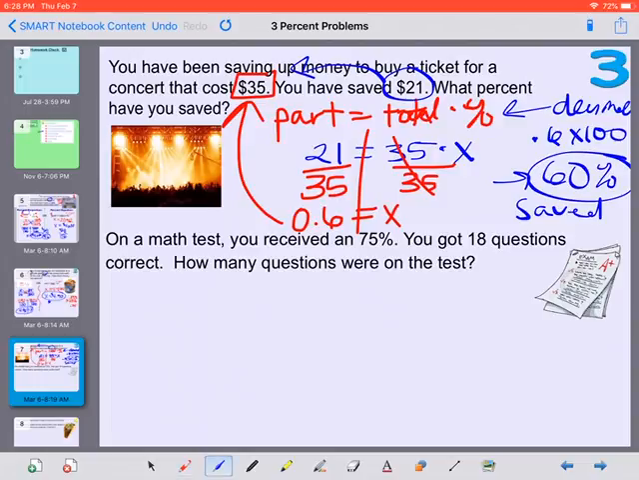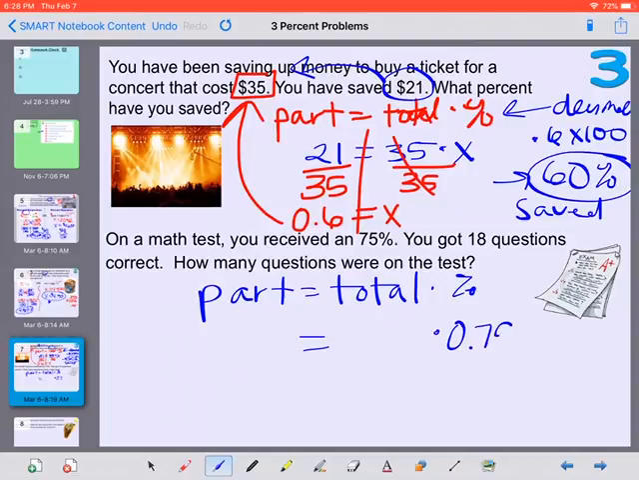All right, next one it says, on a math test, you received a score of 75%. You got 18 questions correct. How many questions were on the test? All right, we know we received a 75%, which as a decimal is 0.75 if you divide by 100. You got 18 questions correct. That is the part that you got correct. We want to know what's the total.